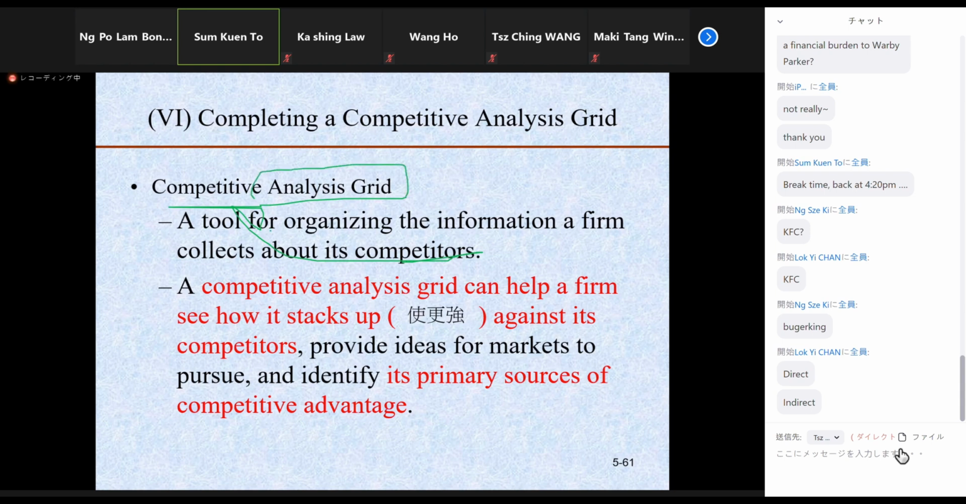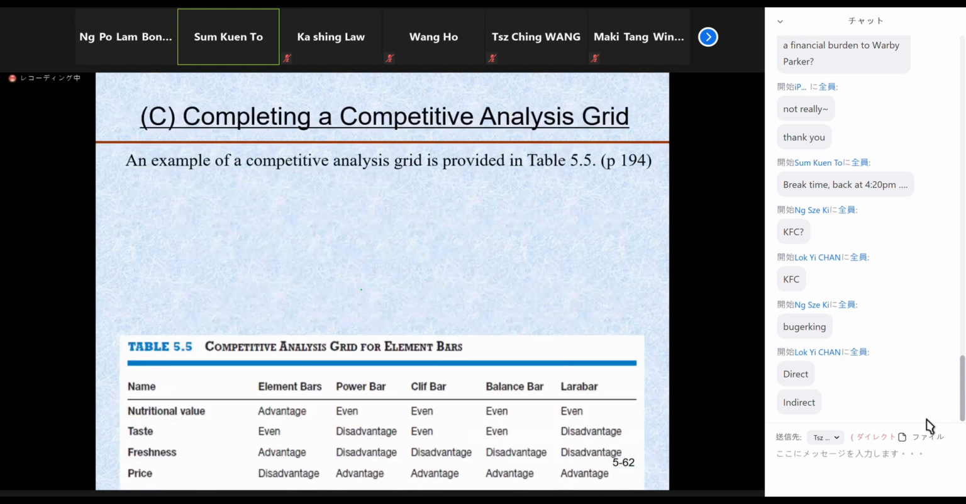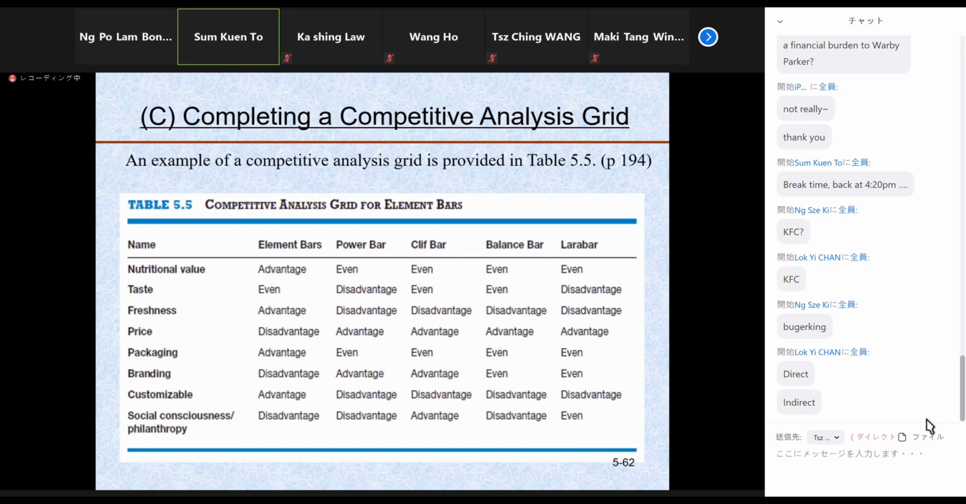Okay, so you complete a matrix. Try to compare the different features of your competitor. You conduct a competitive analysis to find out what you are good at, the strengths and weaknesses, SWOT analysis. Okay, so this is the example, talking about chocolate bar, but let me just on the spot show some example.